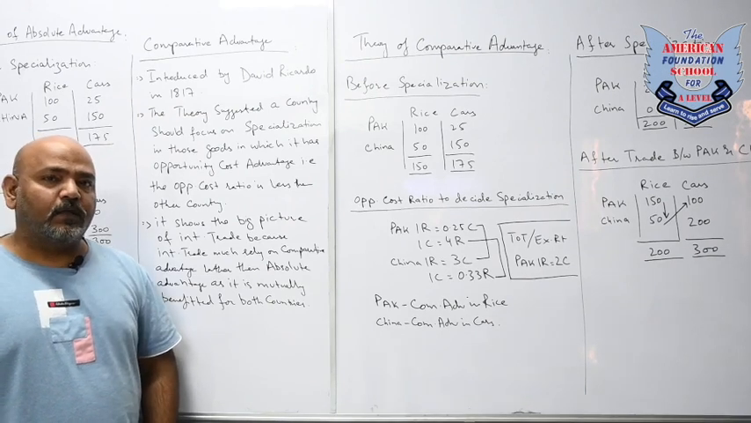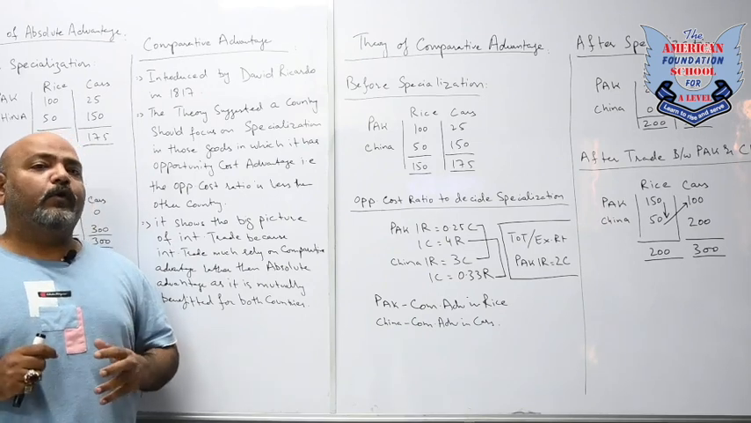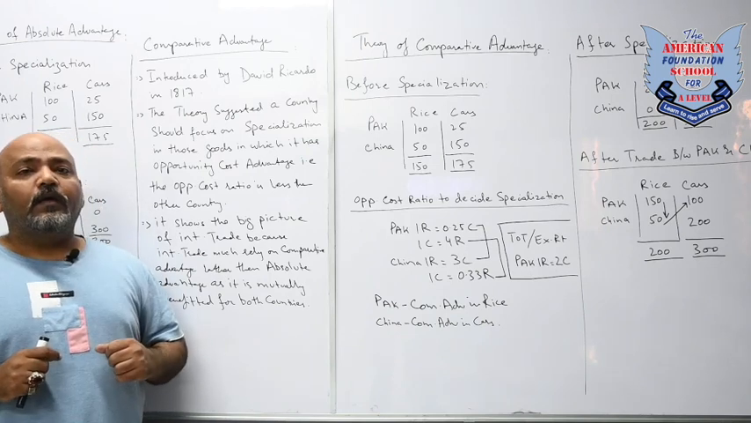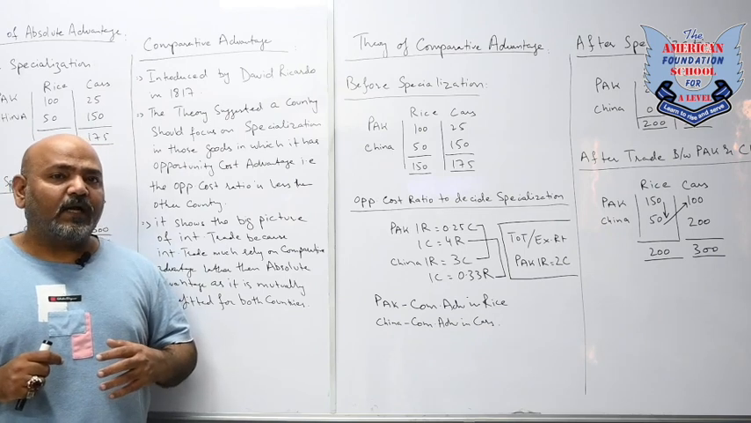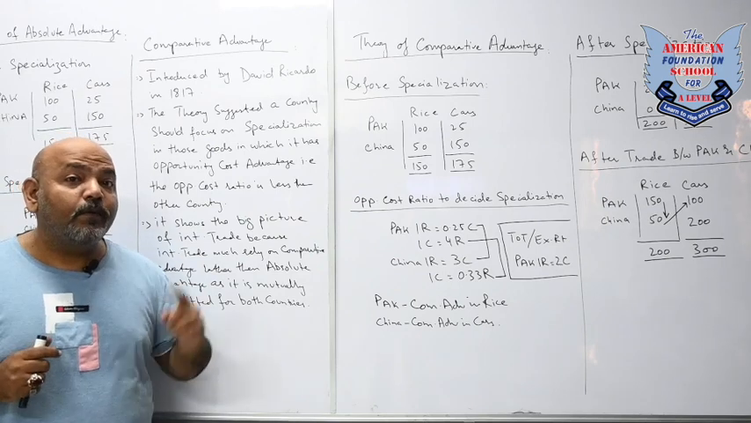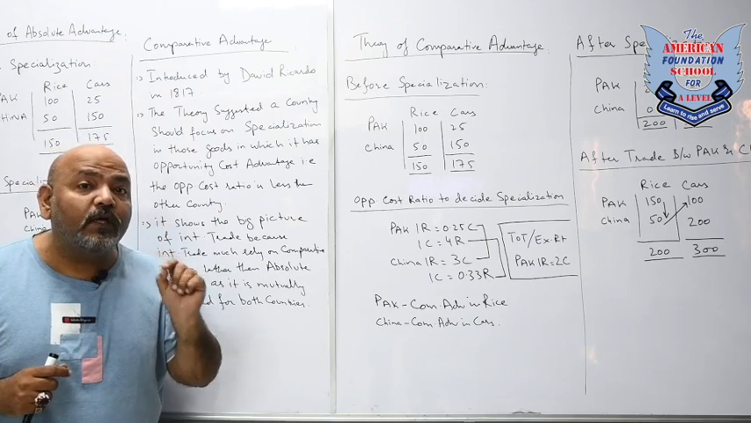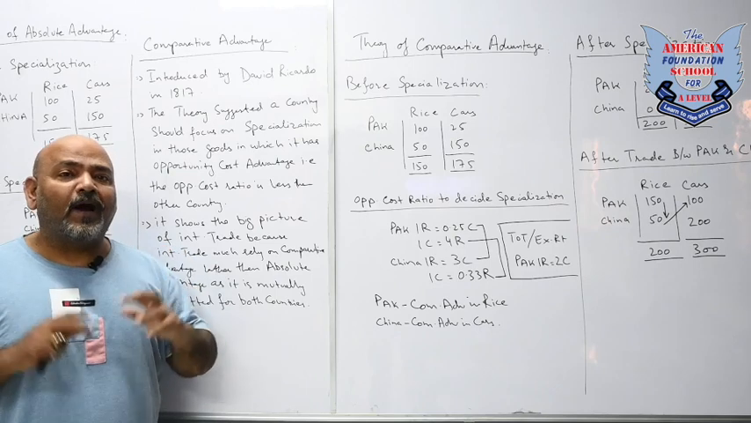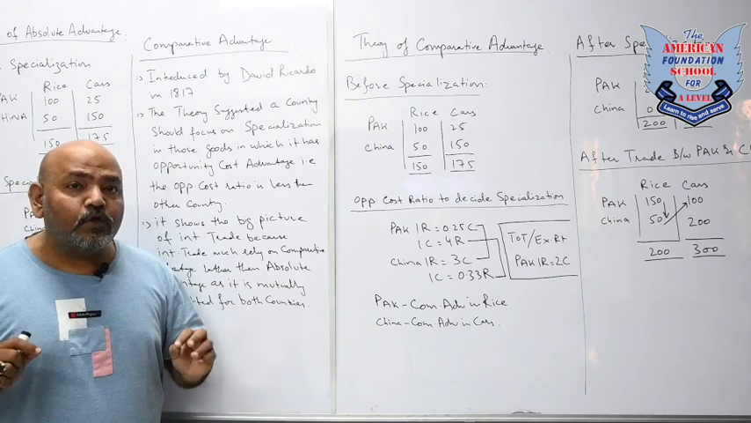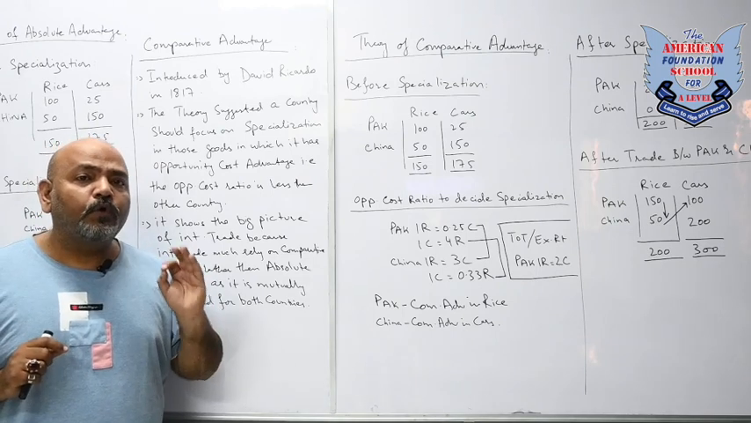Now we are going to discuss the other part of international trade, that is the theory of comparative advantage. This theory was introduced by David Ricardo in 1817. David Ricardo suggested that absolute advantage theory is not very beneficial for the world, so countries should become specialists not on the basis of cost but on the basis of opportunity cost, because it gives a wider picture of international trade, and countries trading on the basis of opportunity cost advantage will be mutually benefited.